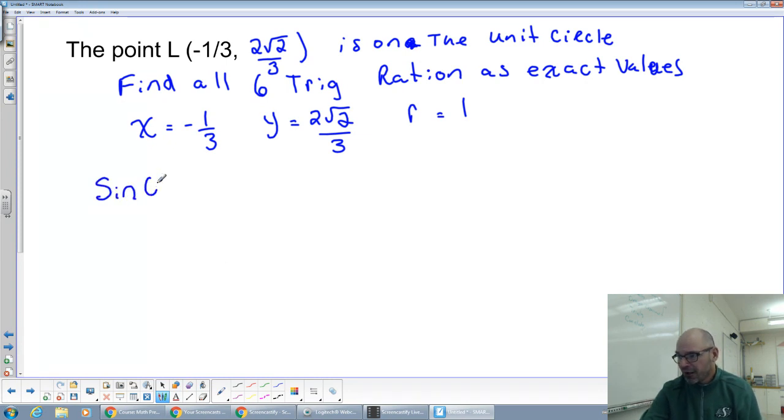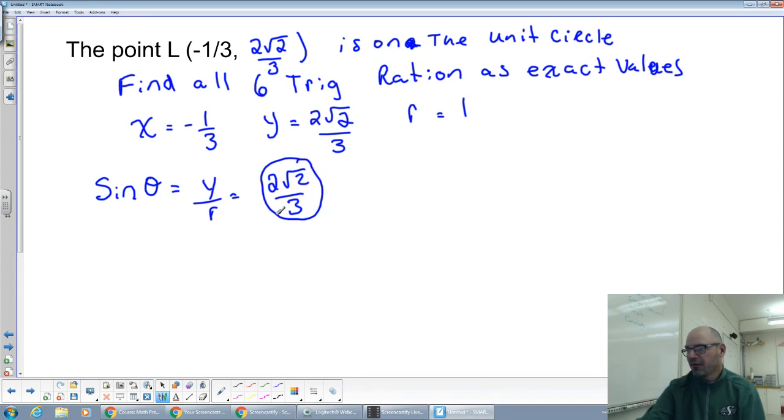Sine theta is y over r, or just y, because r is 1. So sine is going to be 2 root 2 over 3. That's pretty easy, right? Over 1, but the 1 doesn't do much. Cosine is also an easy one. That's equal to x over r. R is equal to 1, so it's just negative 1/3.